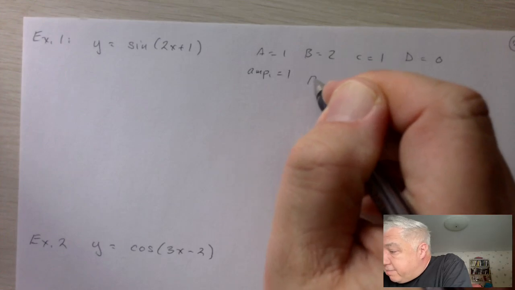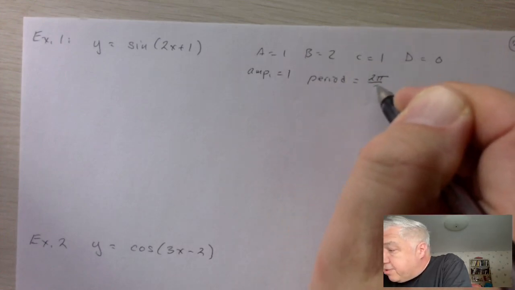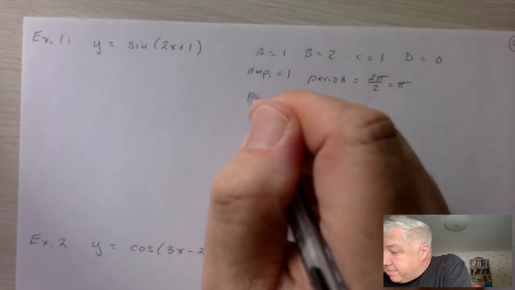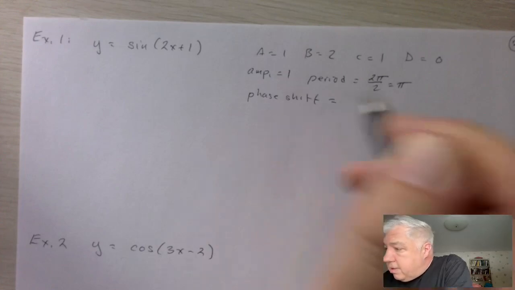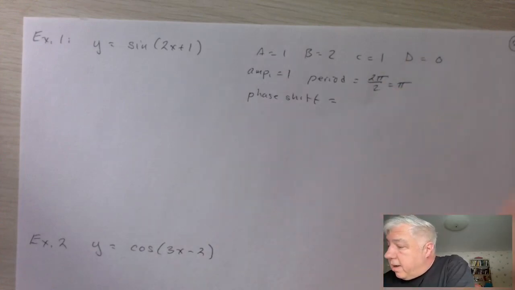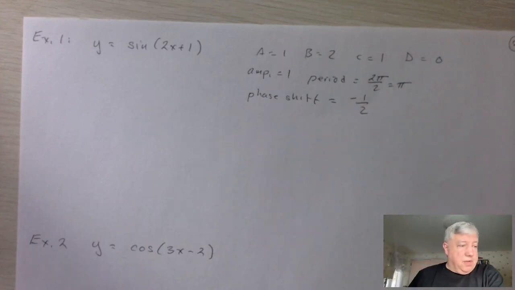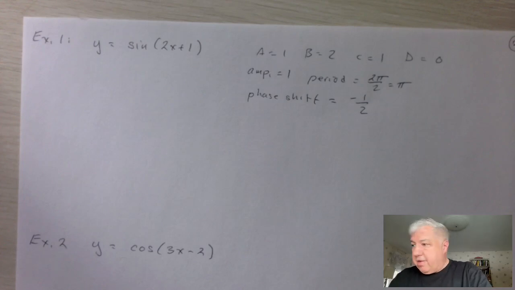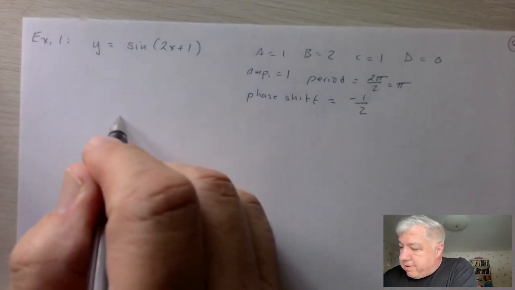The period is 2 pi divided by 2, which is just pi. And the phase shift is minus c over b, so that will be minus 1/2. Okay. And of course the vertical shift is going to be 0, which we don't have to make a note of, right?